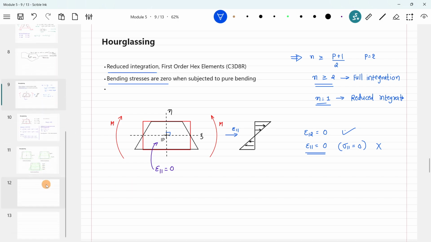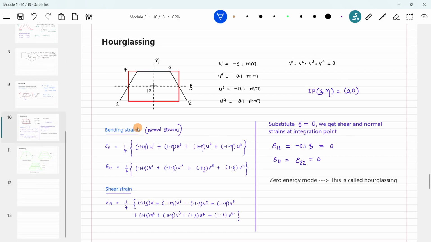Let's try to see this with the element formulation, similar to what we have seen for shear locking. Let's assume a similar scenario for displacements at nodes 1, 2, 3 and 4. So u1 is displacing in this direction, minus 0.1 mm. u2 is plus 0.1 mm, u3 is minus 0.1 mm, and u4 is plus 0.1 mm. And Y displacements are 0.